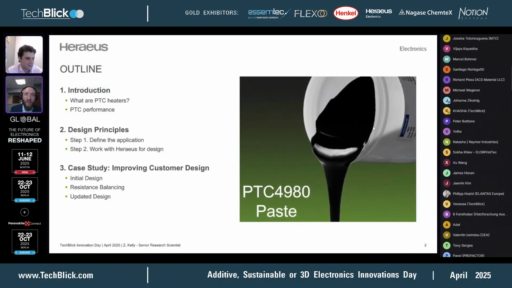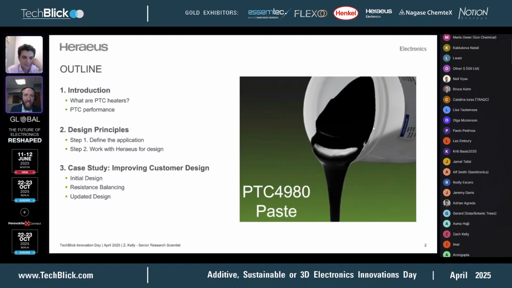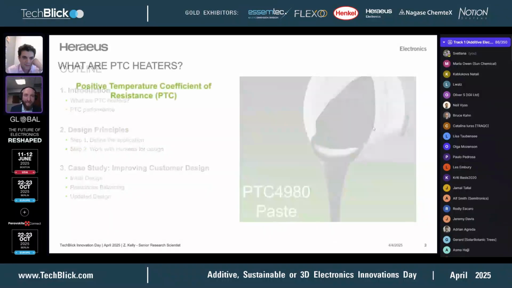Today, what I'll do is introduce PTC heaters, which some of you may be familiar with, and then the expected performance of those heaters. And then we'll go into the design principles that we use in order to help our customers design these circuits. And then finally, I'll share with you a case study where we worked with our partner Boyd in improving a customer's design. So next, please.